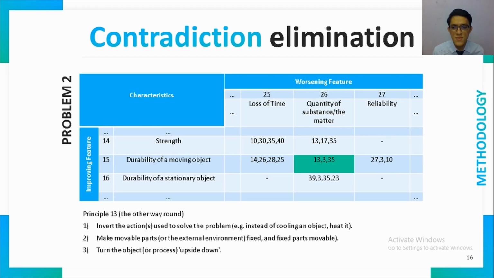For the second problem, the principles were 13, 3, and 35, where principle 13, the other way around, is chosen and gave the explanations: invert the actions used to solve the problem, make movable part fixed and fixed part movable, turn the object upside down.